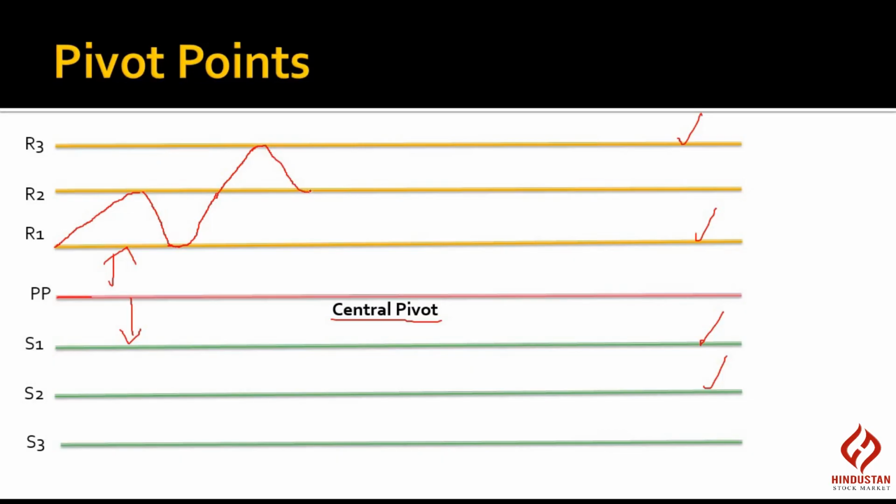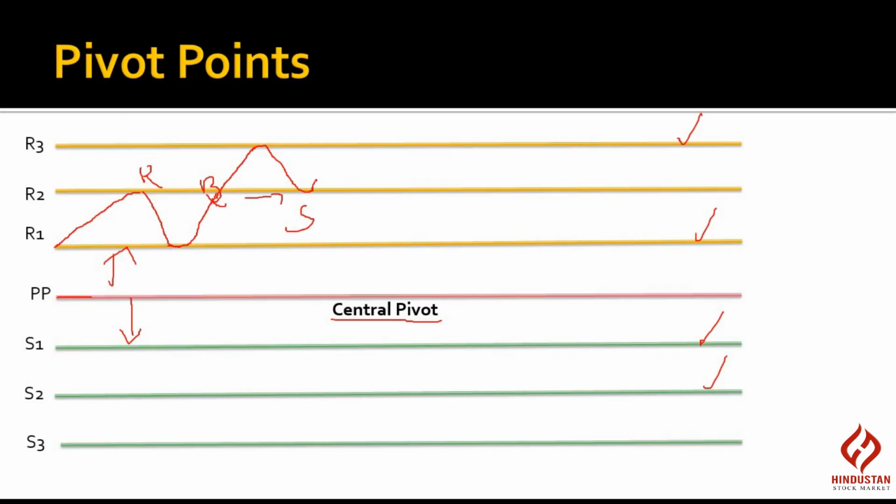So next time what will happen? This particular line will work as a support, because as I already mentioned, once a resistance level is broken, next time it is likely to work as a support. Earlier it was a resistance, and once the breakout happens, next time it is likely to work as a support. This is the principle of support and resistance.